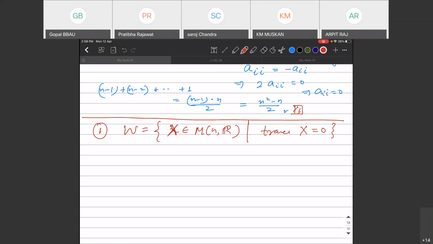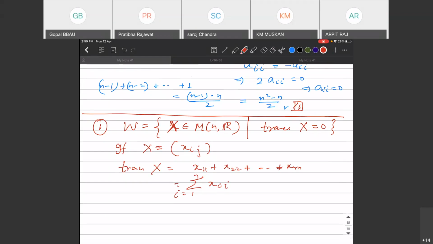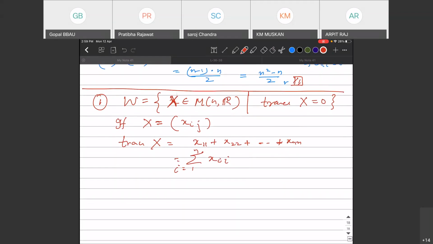So do you know what is trace of a matrix? Yes, sir. Sum of the diagonal elements. Very good. If X is given by Xij, then trace of X is X11 + X22 + ... + Xnn. So this is the sum over Xii, i runs from 1 to n. So this is called trace.